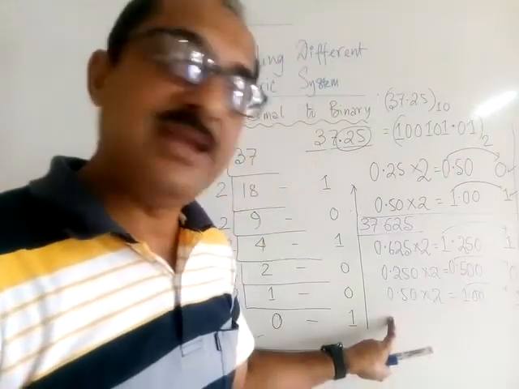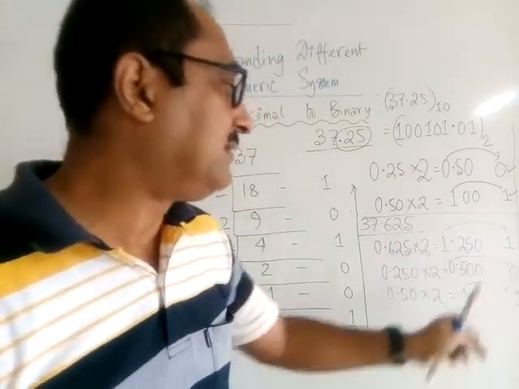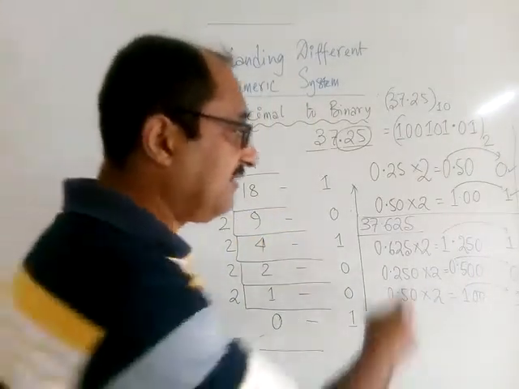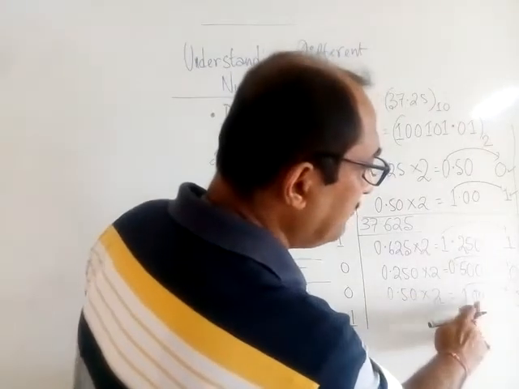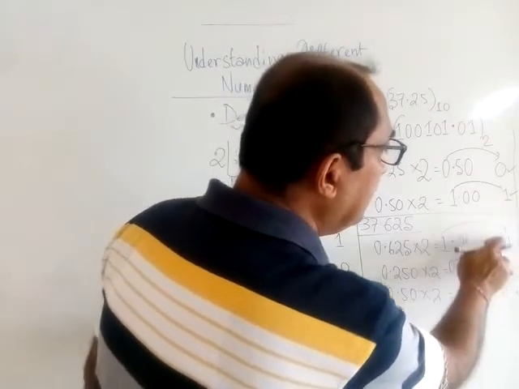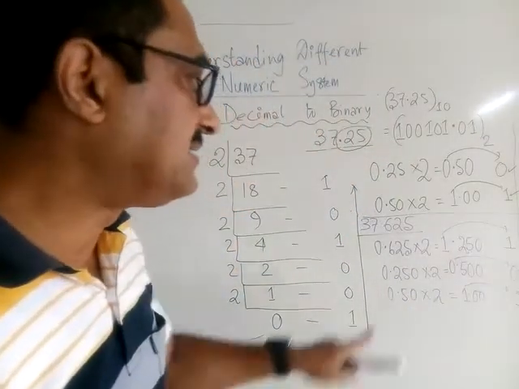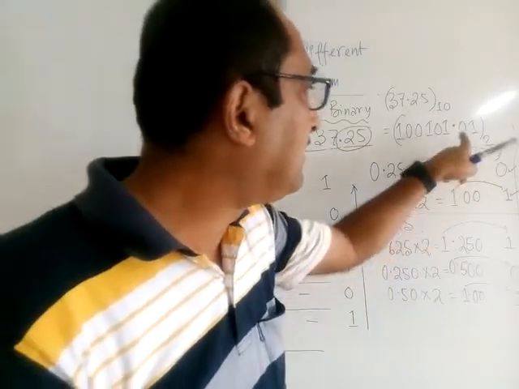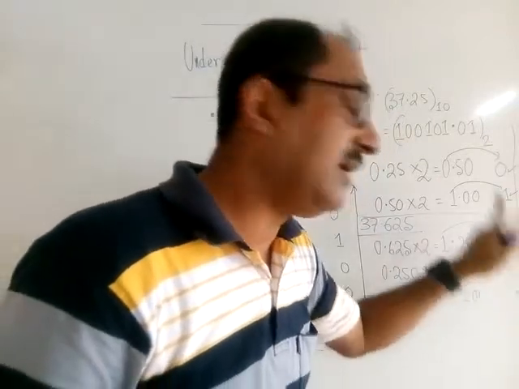That means you need to multiply it once again. No need to do it. Just show the first 3 steps. That will be more than enough. Like I have done. I got the result, but if you do not get the result in the third step also, take the first 3 steps. So we can say here 0.625 will be written as 0.101.